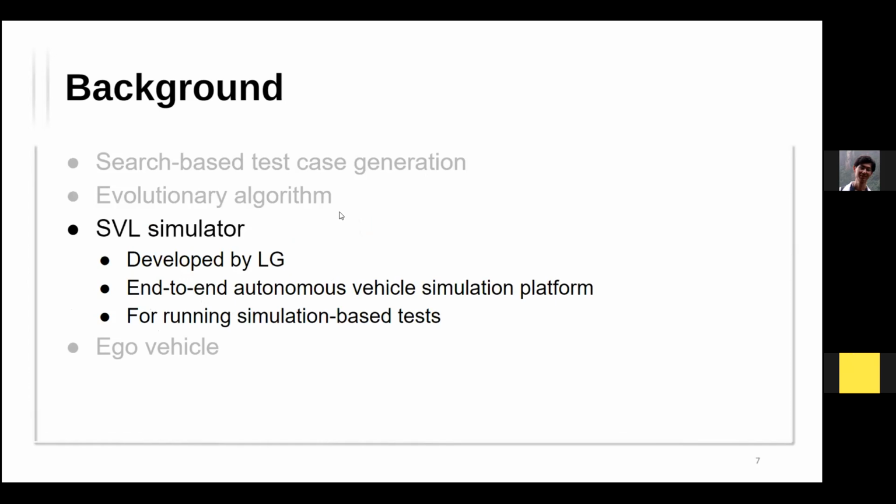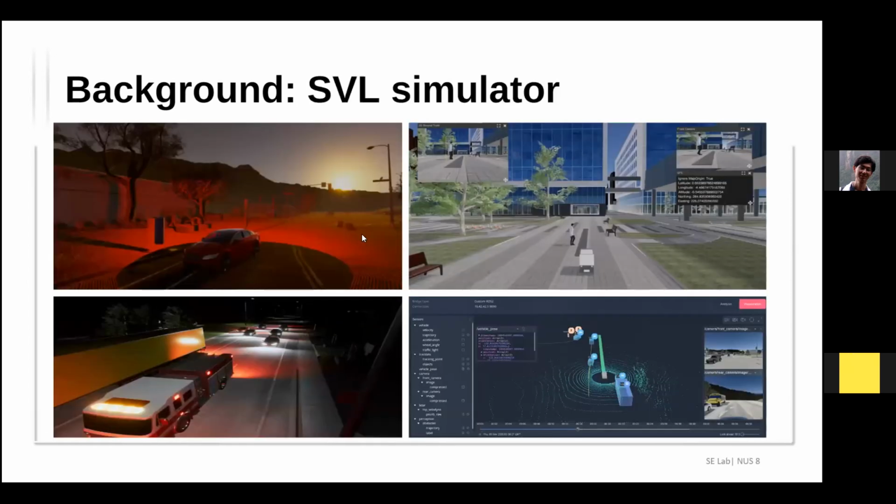Next, we'll talk about the SVL simulator. In the context of self-driving cars, there's now software to simulate the actions of self-driving cars, so you don't have to actually test them out in the field. One such simulator is the SVL simulator developed by LG, which is used for simulating autonomous vehicles and for running simulation-based tests.